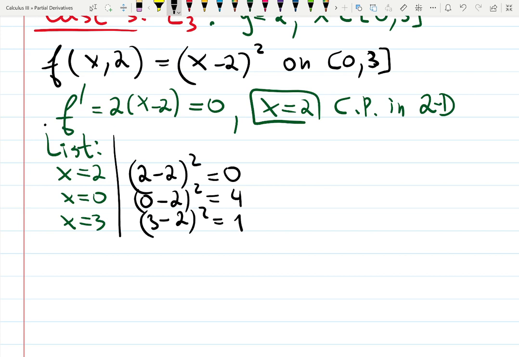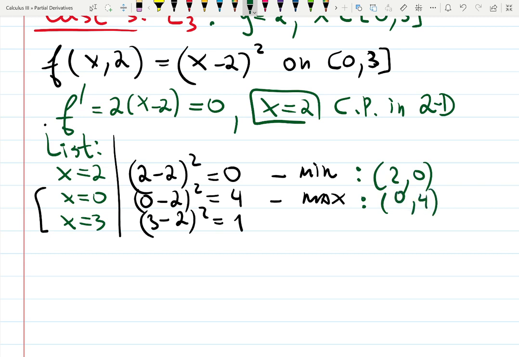There's a theorem that says there are no other points to check. Either it is at the critical point or at the end points. Those are my end points. You just choose the biggest and the smallest one. This will be my global minimum, and the second one will be my global maximum. The input was 2 and the output is 0 for the minimum, and then 0 with output 4 for the maximum. So that was Calculus 1 going on over here.